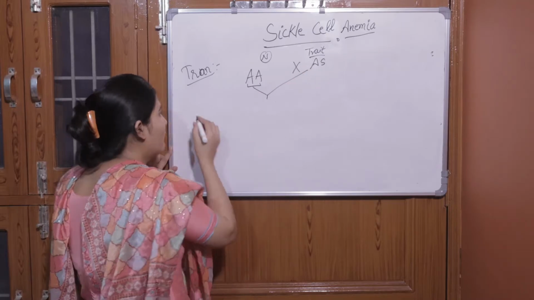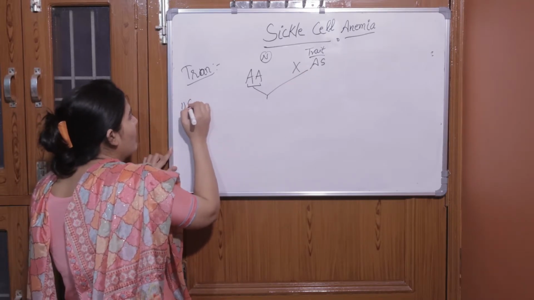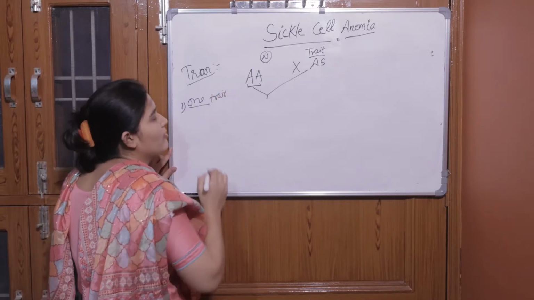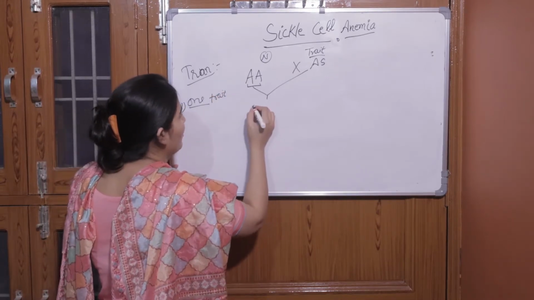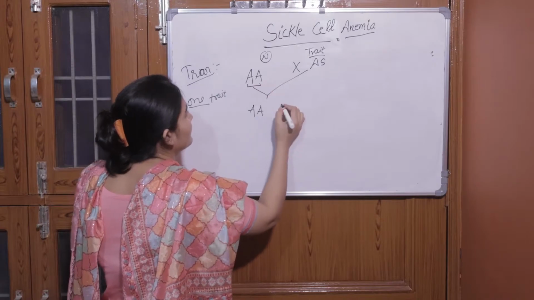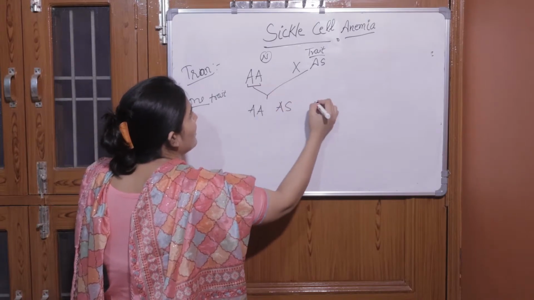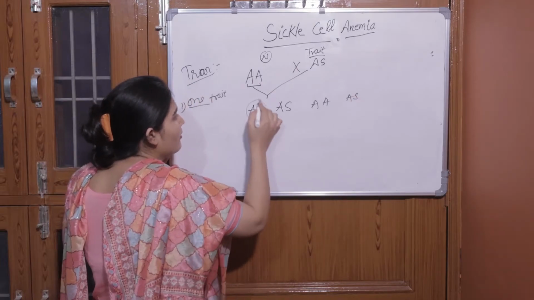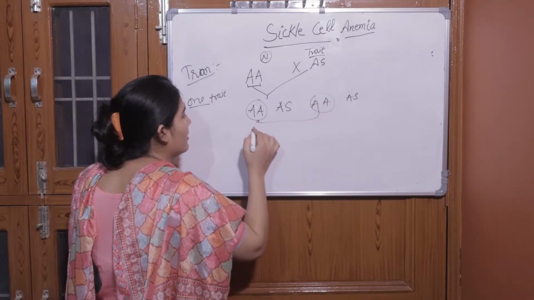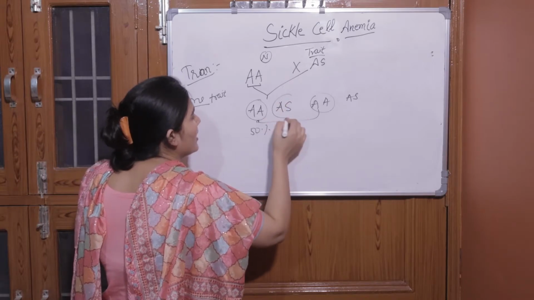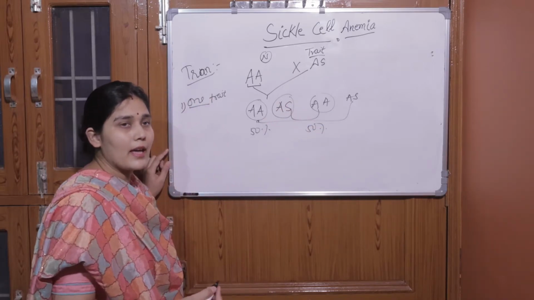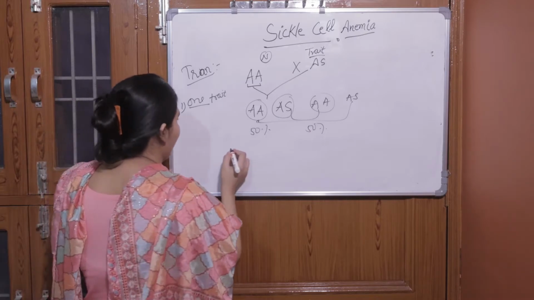The first condition is one person is having trait and the other individual is normal. What will be the progeny? AA, AS, AA and AS. So you can see that 50% of the persons are normal, whereas 50% are working as trait. That means they are carrying the sickle cell anemia.